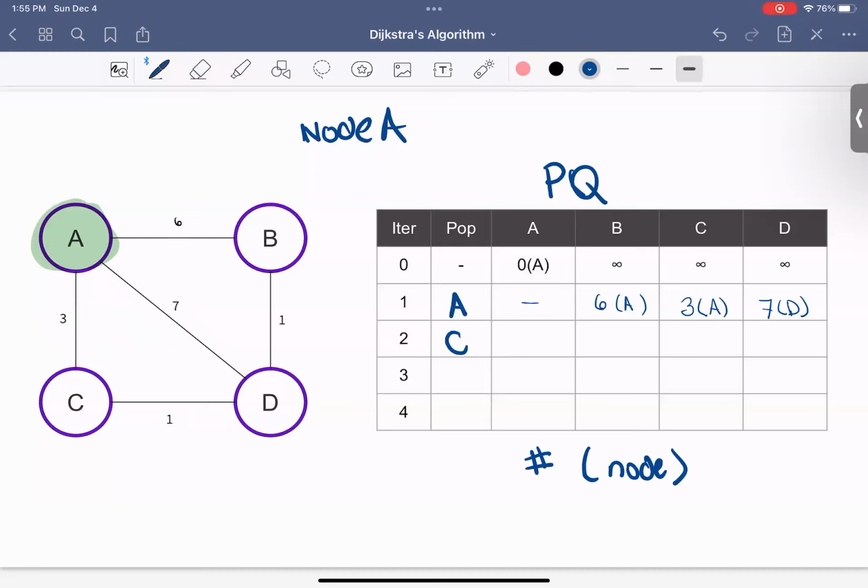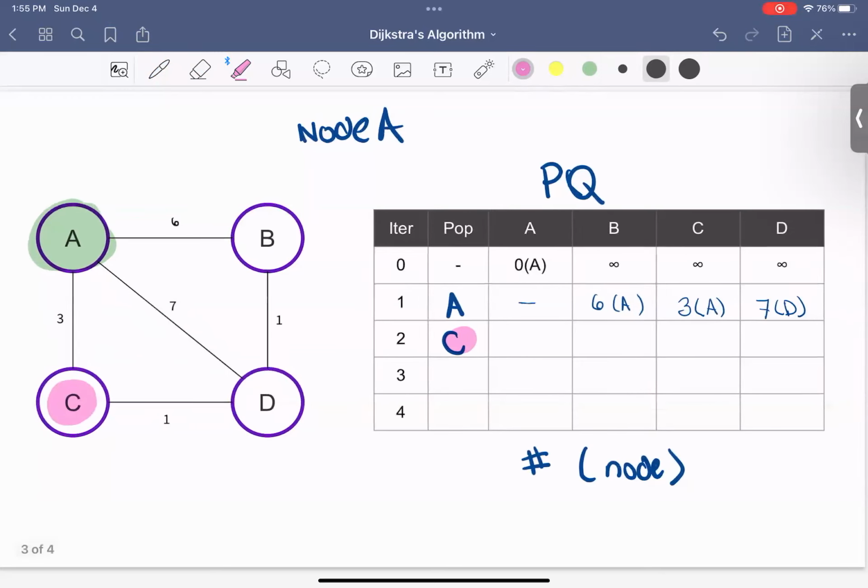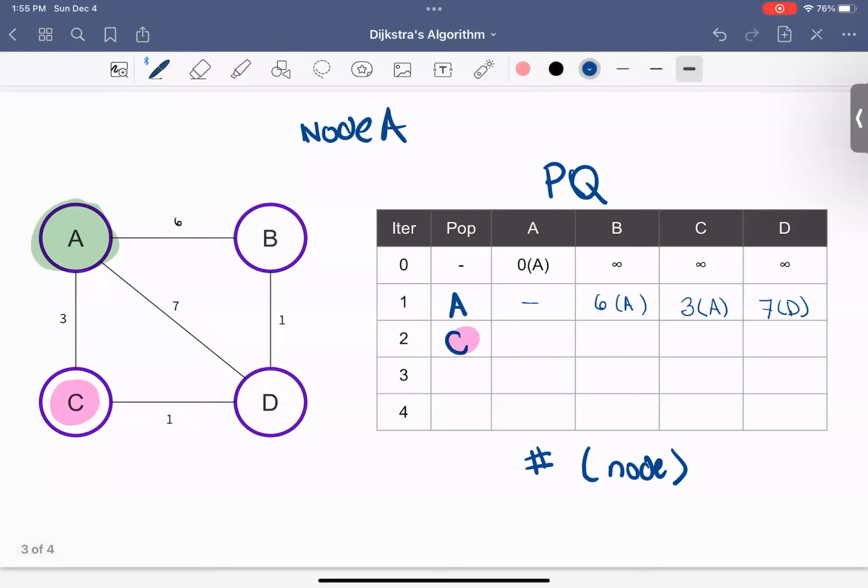Right now, we're dealing with C. So here, we're just going to look at C. We have consumed this path right here, so we just treat it as null and void. We ignore it for the rest of this iteration. Once more, we're going to bring down this dashed line here. Since we just popped C, it no longer is in the priority queue, so we just bring down a dash here.